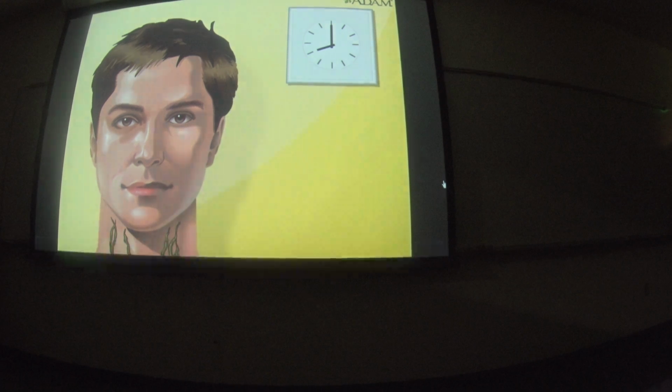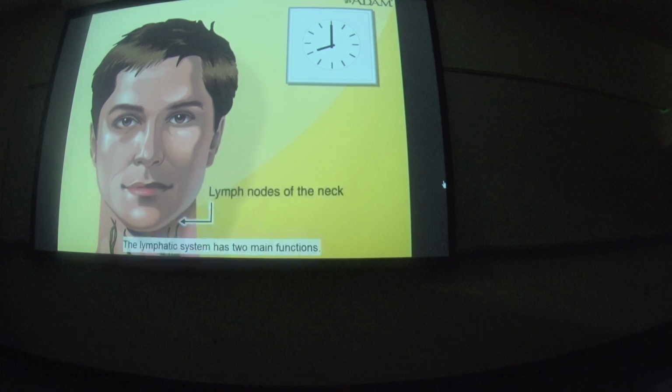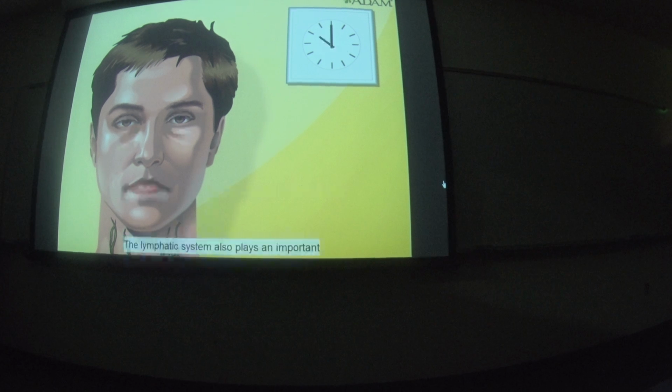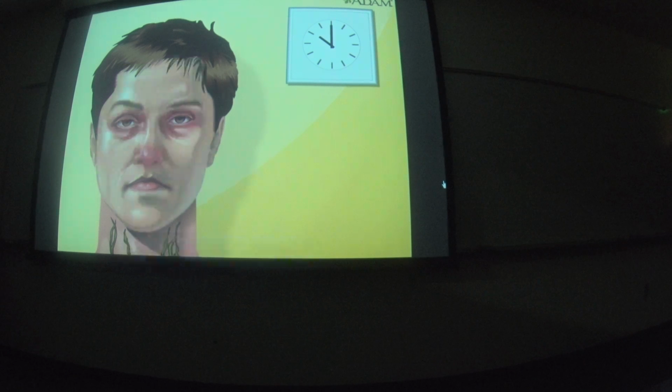The lymphatic system has its network of vessels, valves, ducts, nodes, and organs. It helps balance the body's fluid by draining excess fluid, known as lymph, from the body's tissue and returning it to the blood after filtering it. Some types of blood cells are also made in the lymph nodes. The lymphatic system also plays an important role in the body's immune system.